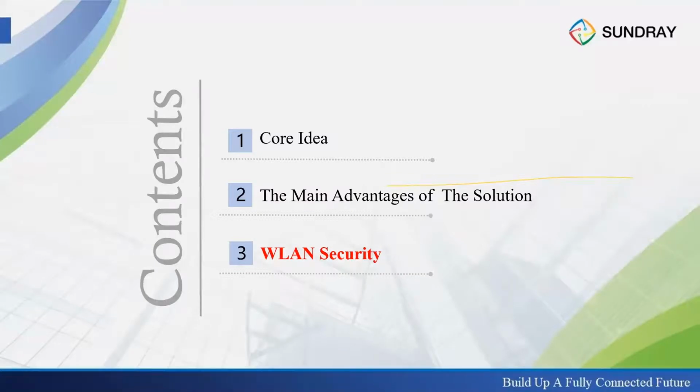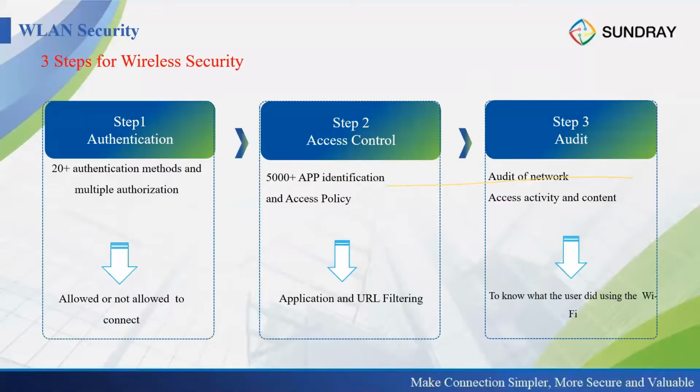Also, the last part, let's talk about WLAN security. How do we start doing the security? Here we say that first we have a three-step security policy. The first step is authentication. With Sundray, we have more than 20 methods for authentication, and we can also do access control. For access control, we have a built-in application and URL database. We do the filtering. And the last step is the audit. After we finish authentication, we can do the audit for the users.